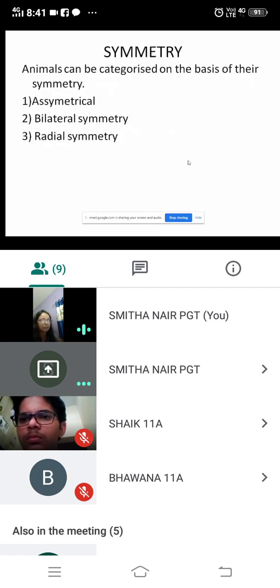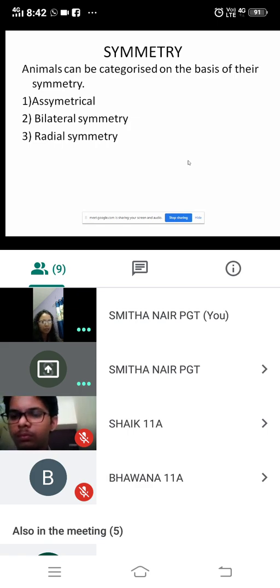Then symmetry. Symmetry, जैसे earlier you told, based on a line of symmetry बोलते हैं ना, through the center when you draw a line, it should be able to divide it into two equal parts. So that is symmetry. So based on that, the animals are classified. So animals can be categorized on the basis of their symmetry. Symmetry कैसा? What are the types? Asymmetrical, bilaterally symmetrical, radially symmetrical. Just by the name, can you identify क्या होगा?